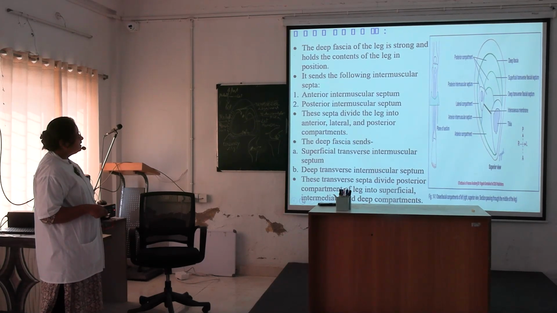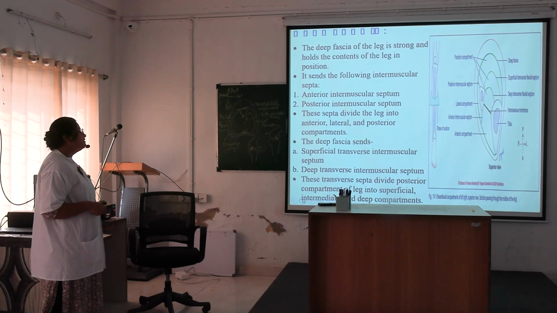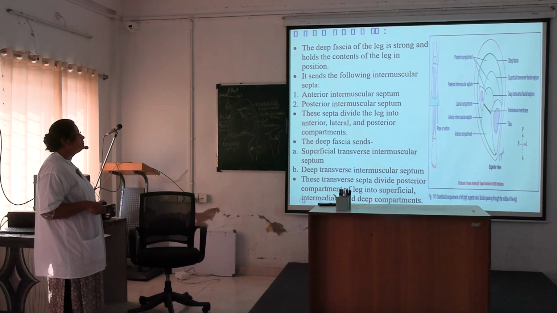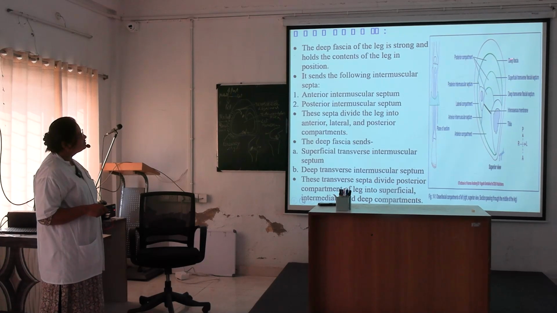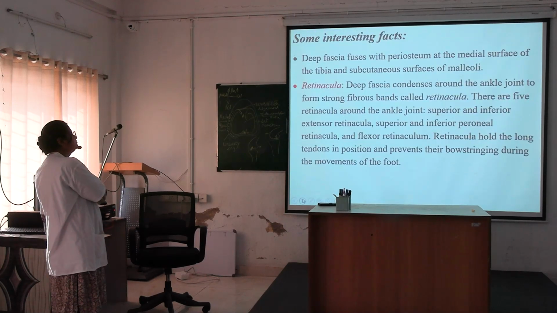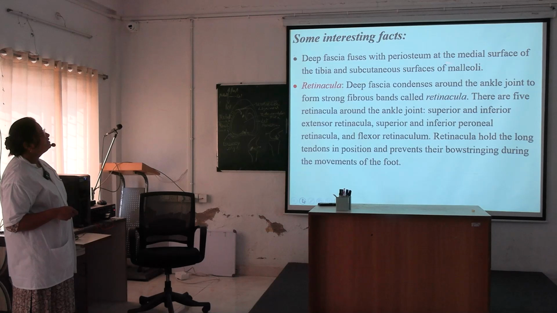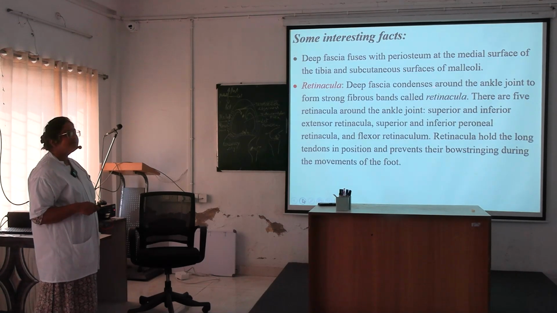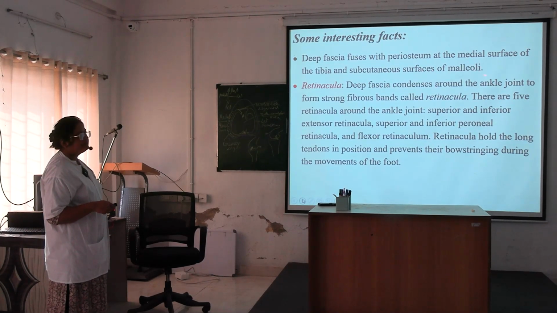Deep fossa sends another two septum: superficial transverse intermuscular septum. Here is the superficial transverse intermuscular septum, and here is deep transverse intermuscular septum. These transverse septa divide the posterior compartment of the leg into superficial, intermediate and deep compartments. So deep fossa fuses with the periosteum at the medial surface of tibia and subcutaneous surfaces of the malleoli.